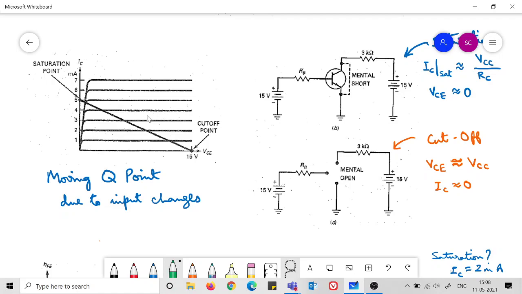So this would be the same for all the configurations. But what is different in different configurations? You will see that the nature of the Q point differs, whether it is quite stable or it is varying in nature, so it is very sensitive. So these sorts of differences will come up.